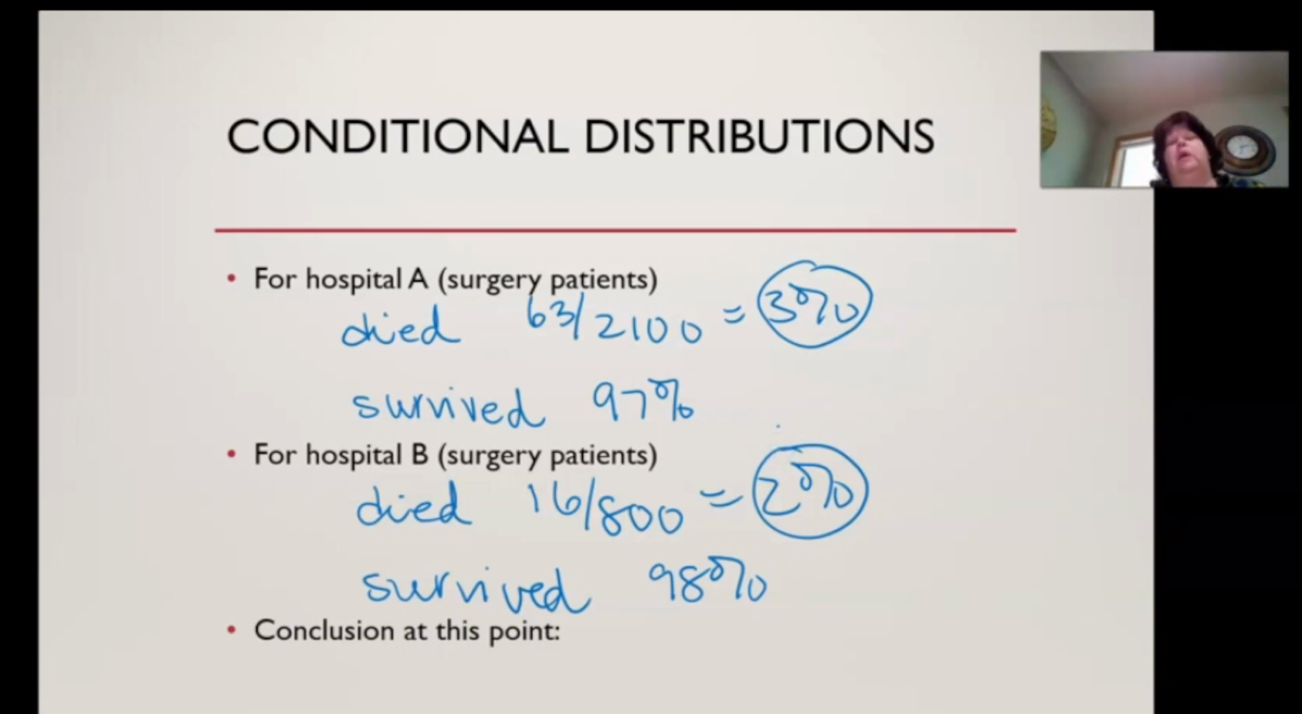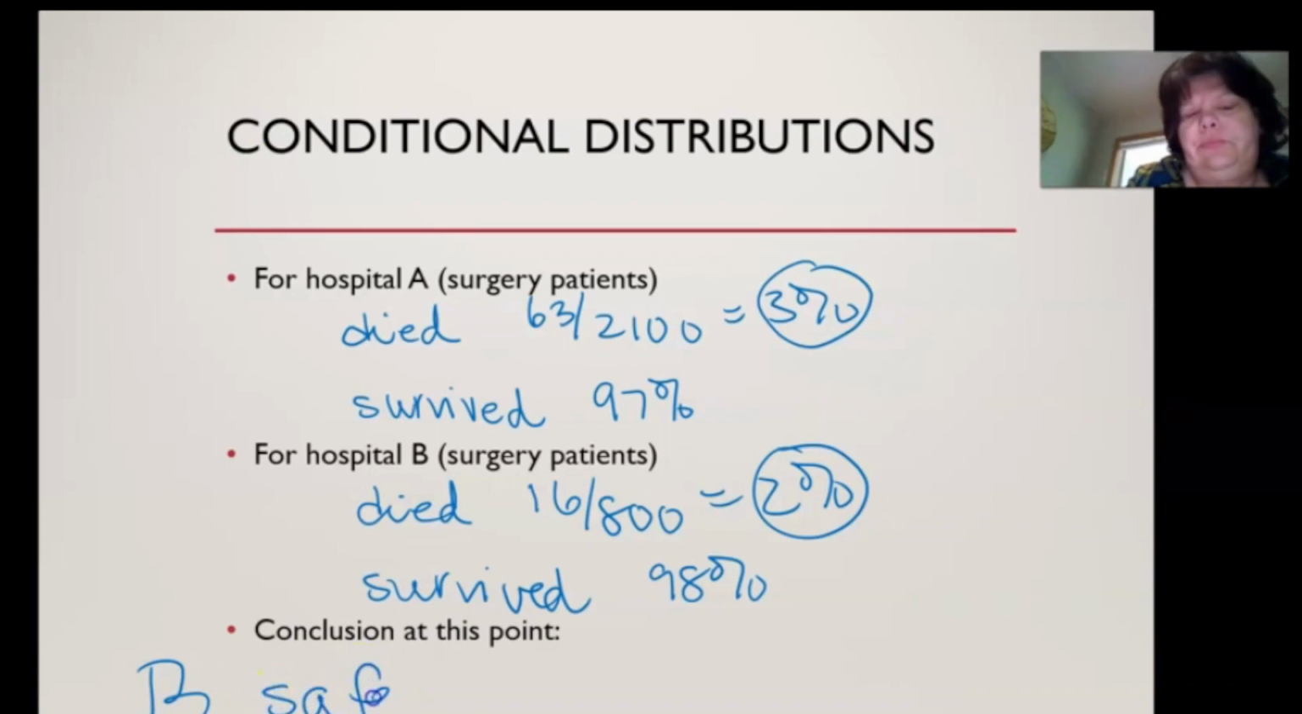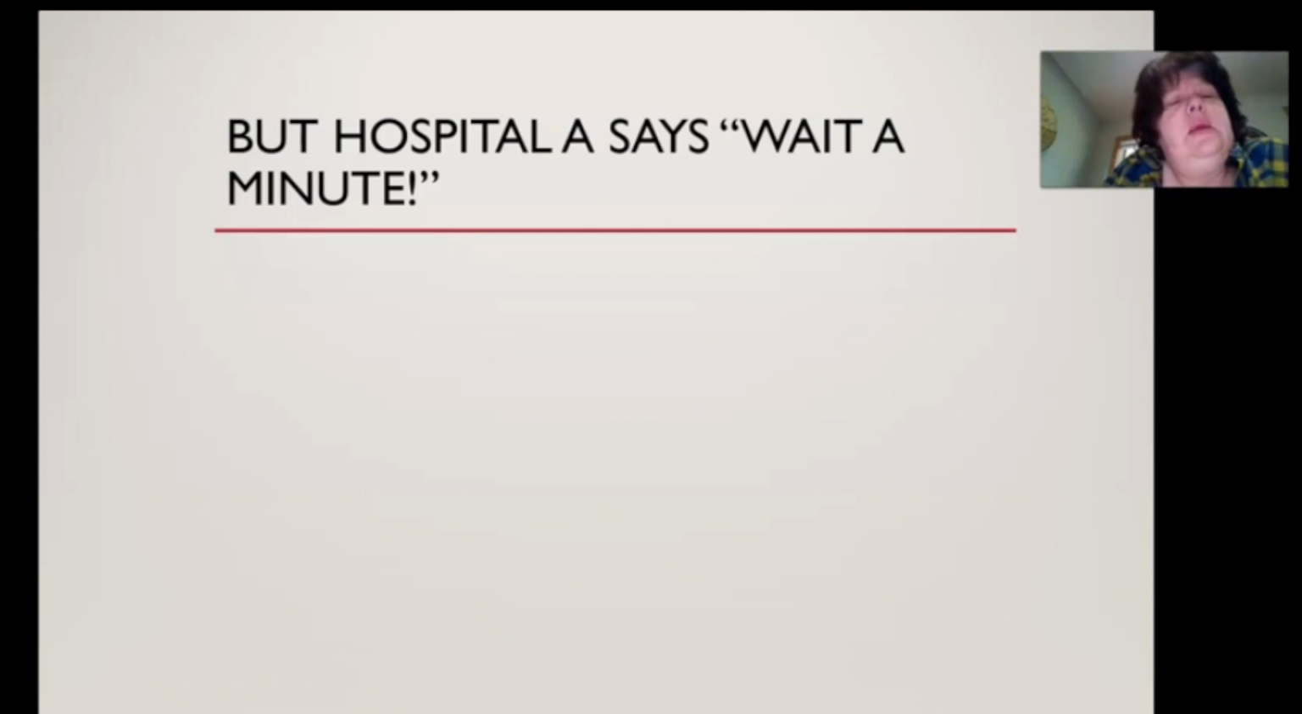So conclusion at this point is hospital B appears to be safer according to their definitions. So I'll put little quotes around that because it has a lower death rate. Okay. But that's not the end of the story. If we were just doing a two-way table, we might think that's it. But hospital A doesn't want to go down without a fight. So they're going to say, wait a minute. You're not accounting for some of the other issues that are really, really important in this data set.